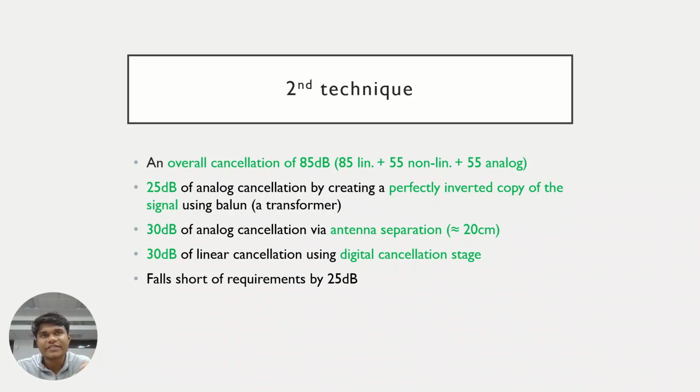It's like destructive interference. We take that perfectly inverted signal, perfectly align it with the signal that is being transmitted, and add them both to cancel each other. If that were to go 100% correct, we should have achieved full cancellation of the self interference. But that does not happen because aligning the two signals exactly is a difficult task. Hence, we only achieve 25 dB of analog cancellation.